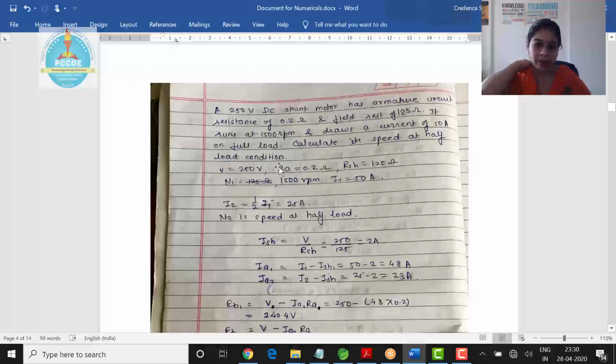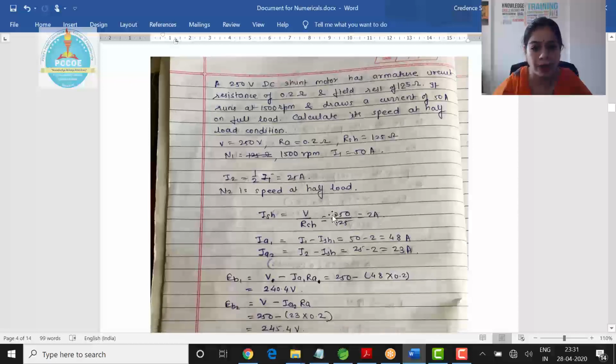See, the data is given for the full load condition. Here, at full load, the speed is 1500 rpm. At half load, what will be the speed? So, if we are assuming the load is changing to half load, which electrical parameter will change? It will change the value of this current to half value. I1, that is 50 amperes. So, I2 will be half of I1, that is 25 ampere. N2 is the speed at half load condition. Okay, so we'll assume N1 is the speed at full load, N2 is at half load, that N2 we have to calculate.